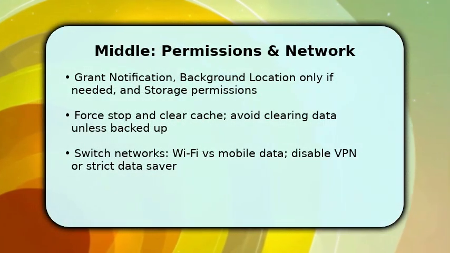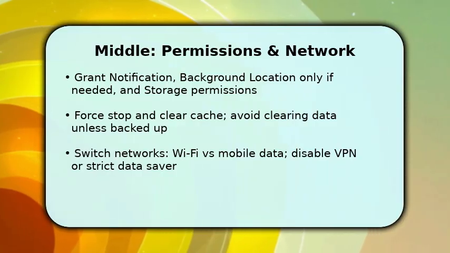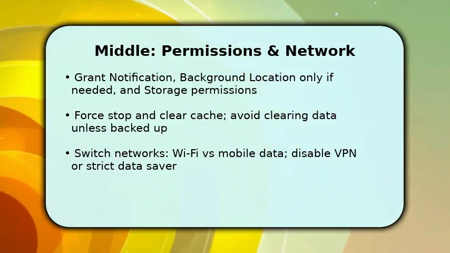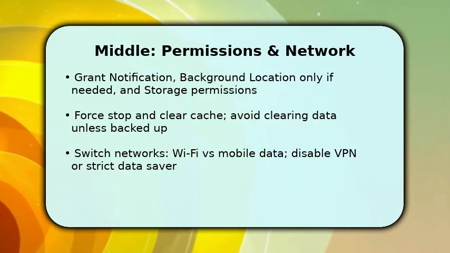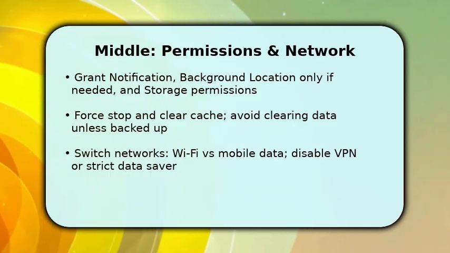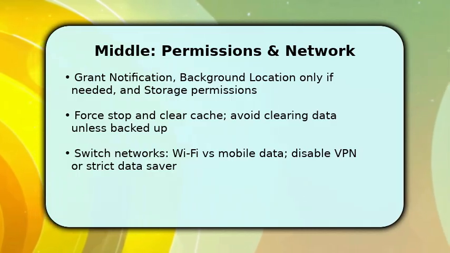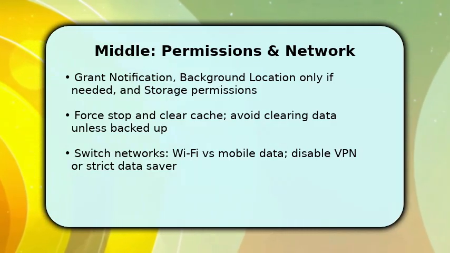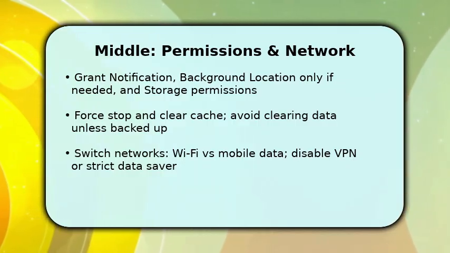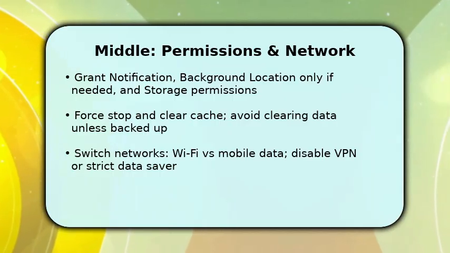Next, you handle permissions and connectivity because many failures hide there. Open App Info and confirm notification permission is allowed, and background restrictions are off so WhatsApp can run in background. Force stop the app and clear cache to remove corrupted temporary files, but do not clear data unless you have a backup. Then test on both Wi-Fi and mobile data and temporarily disable VPN or data saver. These can block push traffic.